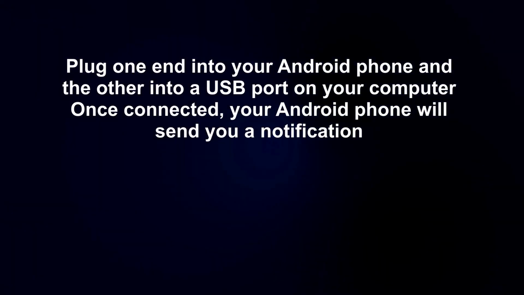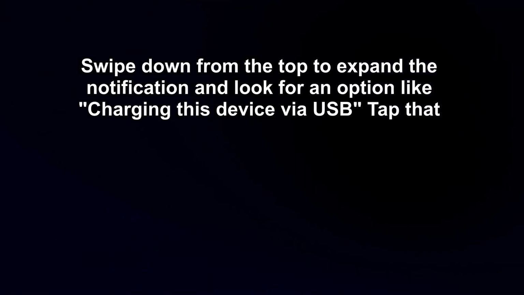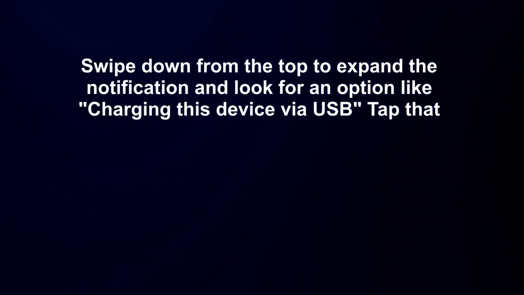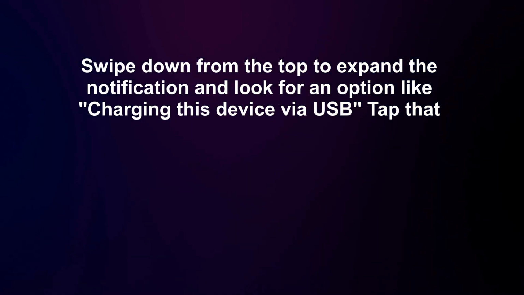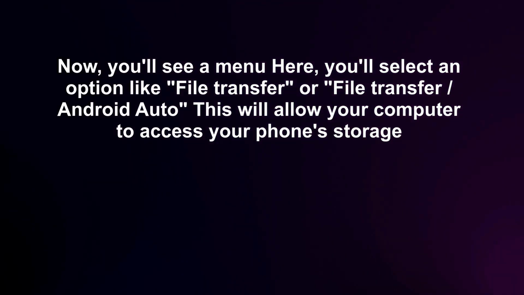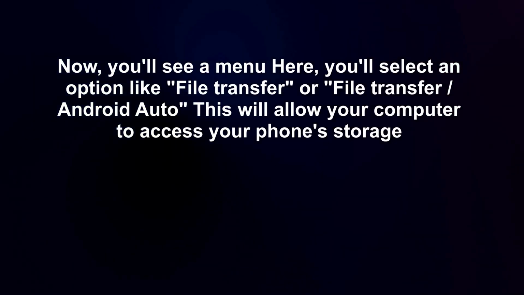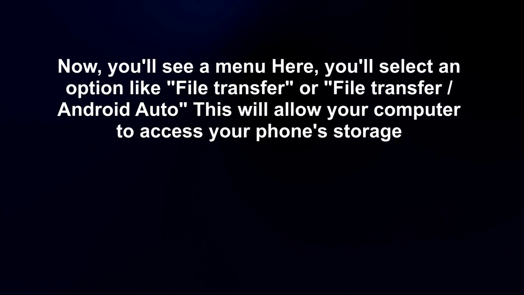Once connected, your Android phone will send you a notification. Swipe down from the top to expand the notification and look for an option like charging this device via USB. Tap that. Now, you'll see a menu here. You'll select an option like File Transfer or File Transfer, Android Auto. This will allow your computer to access your phone's storage.